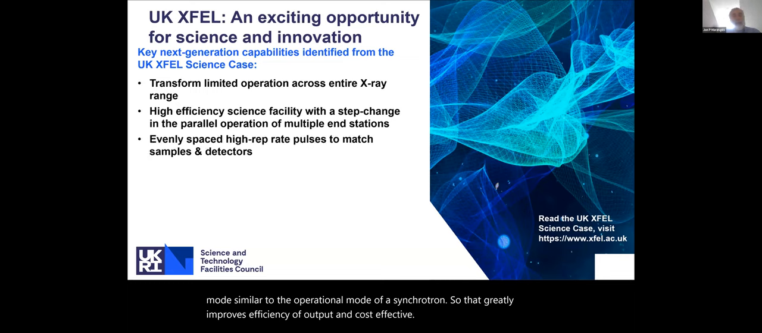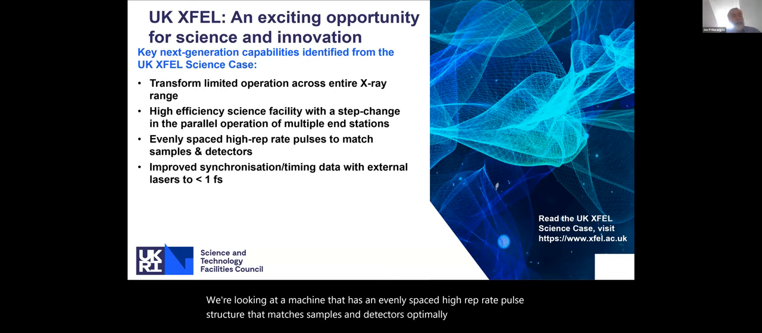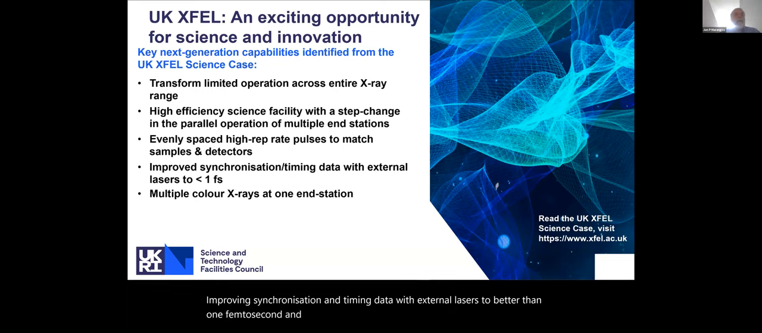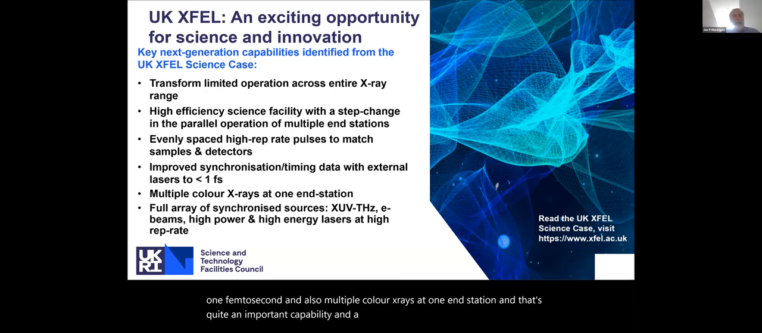We're looking at a machine that has an evenly spaced, high rep rate pulse structure that matches samples and detectors optimally. It improves synchronization and timing with external lasers to better than one femtosecond, and offers multiple color X-rays at one end station, which is quite an important capability. It also has a full array of synchronized sources, from XUV to terahertz, electron beams, and high power and high energy lasers at high rep rate, really a very extensive range of synchronized sources.